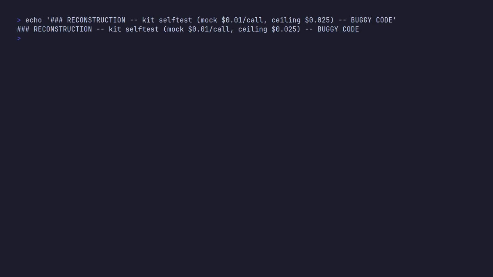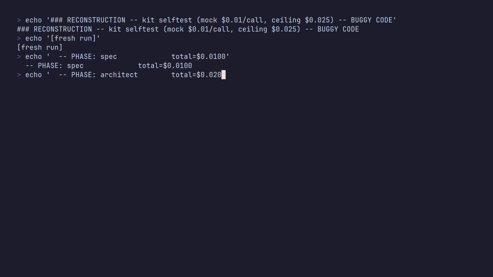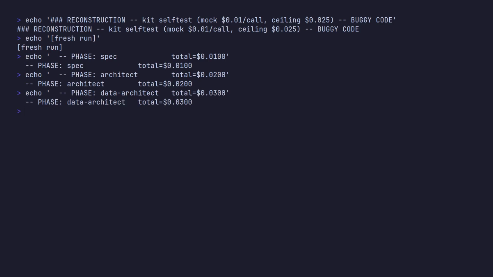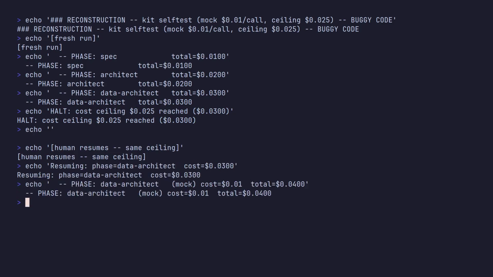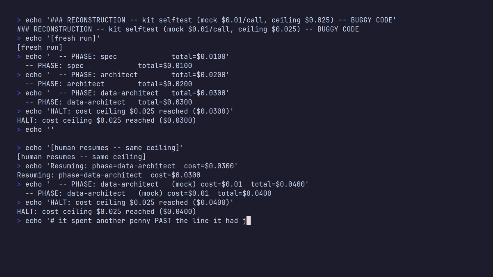Here is that raw log with the old buggy code, and I will let it carry the numbers. The fresh run spends its way up and halts at 3 cents. A human resumes. The data architect phase runs a second time. Halt, now at 4 cents. The total moved after the ceiling said stop. One more penny spent past a line it had already stopped on. That is kit bug number 1, caught in the act, shrunk down small enough to fit on a single screen.